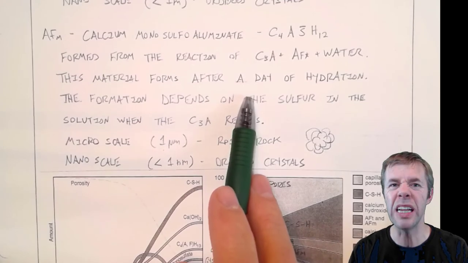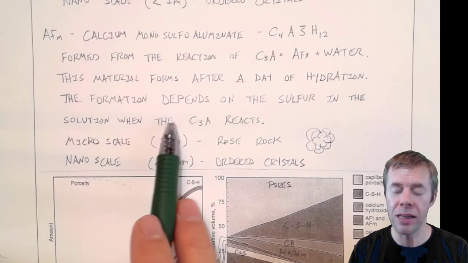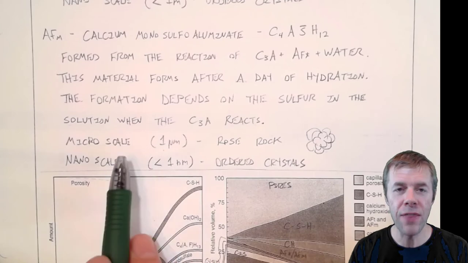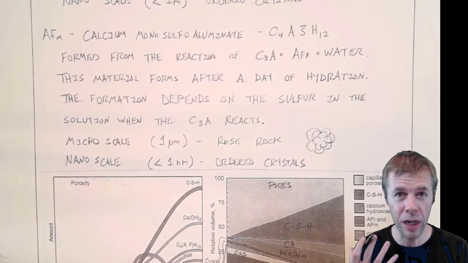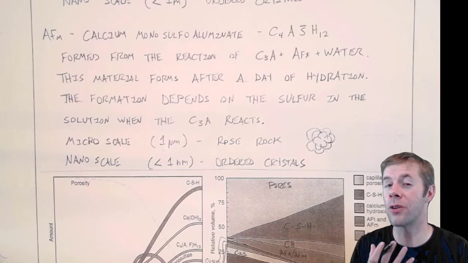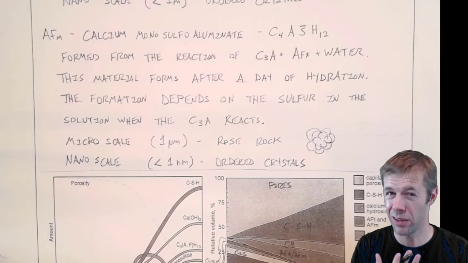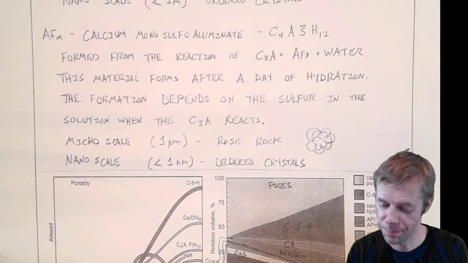It's not around early on. It's around in the later stages. The ettringite turns into it. Okay? And the formation depends on the sulfur in the solution. Okay? That's what it all depends upon. When the C3A starts to react, it says, how much sulfur's out there? And that determines where I'm going to form ettringite. Calcium monosulfoaluminate. Pretty awesome, right?